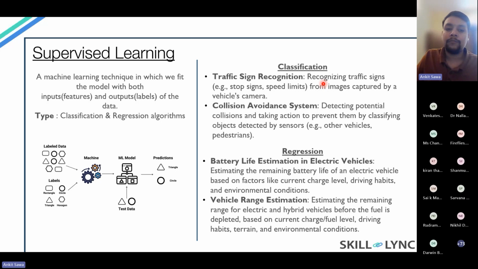The other type of problem that you see in supervised learning is solved using regression.